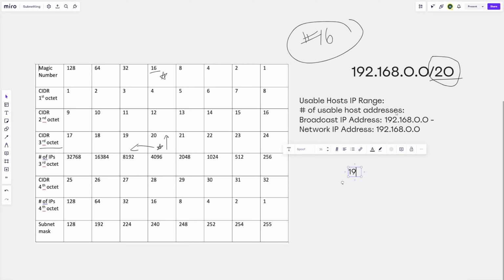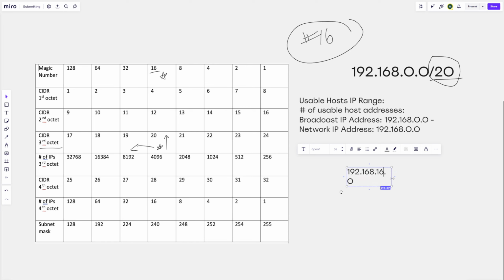All right, so we're going to take our network IP address, 192.168.0.0, and navigate ourselves to the magic number. We know that 20 corresponds with number 16. What we're going to do here is add 16 in the third octet. To preface this again, first octet, second octet, third octet, and fourth octet. This is in the third octet, so we add 16 here, and that simply gives us 16.